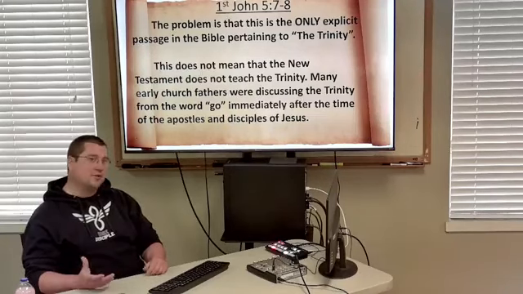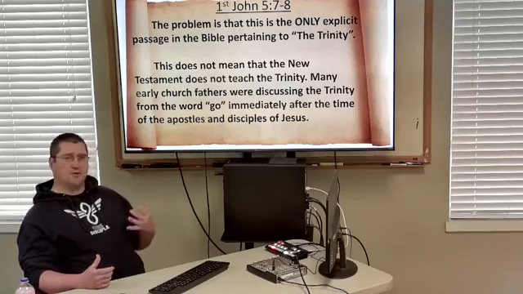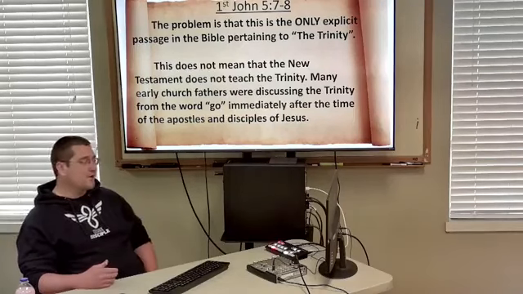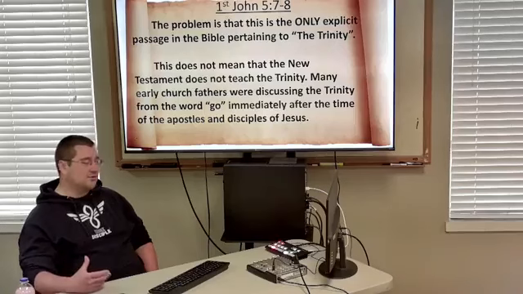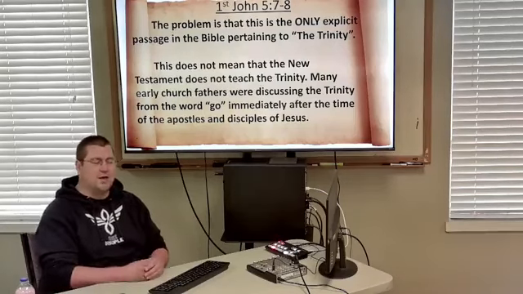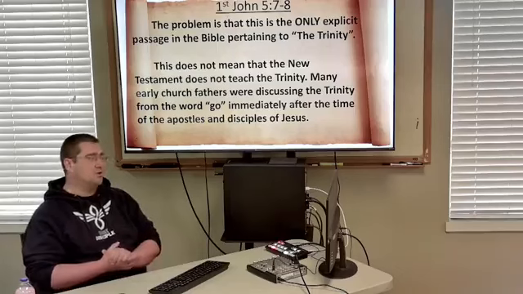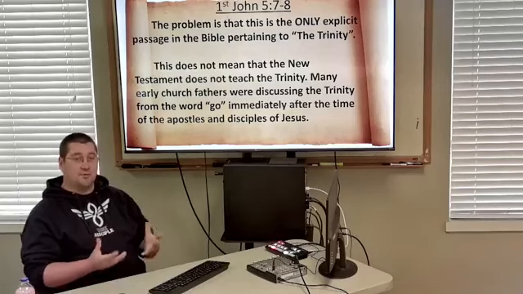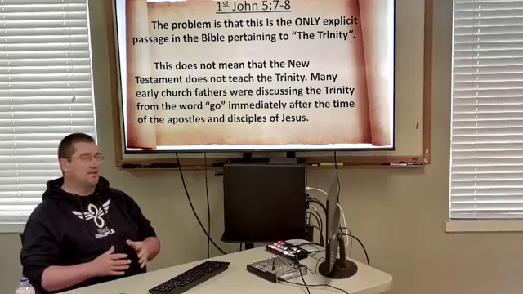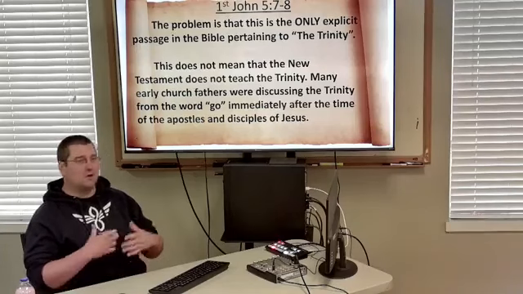But this doesn't mean that the New Testament doesn't teach the Trinity. Many early church fathers were discussing the Trinity from the word go immediately after the time of the apostles and disciples of Jesus. If you remember back in the first week, I had brought up a conversation I had with someone on YouTube, this was one of the verses that he brought up. In fact, he brought up all three of these. But he said, the Trinity, that came along a lot later.